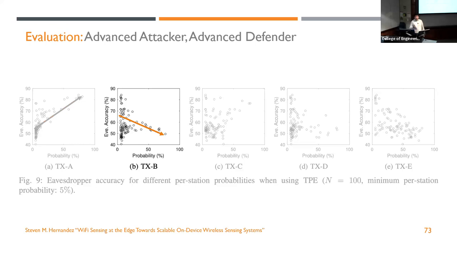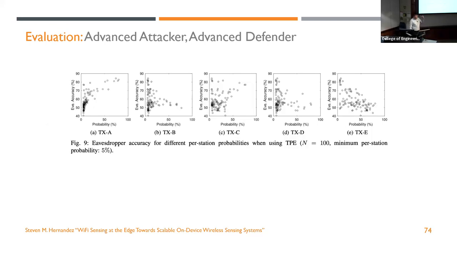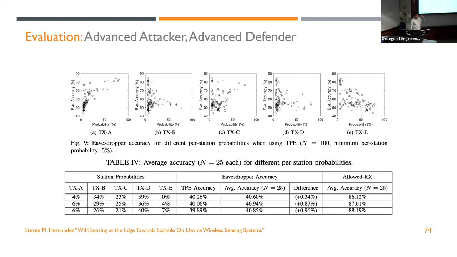Now, we don't want any of them to be transmitting 100% of the time because that's going to cause detriment to not only the eavesdropper, but also to the allowed sensors. It's really important that we use the diversity of the antennas to improve the allowed device. So using all of these results here, we end up with a table, just focus on the bottom one.